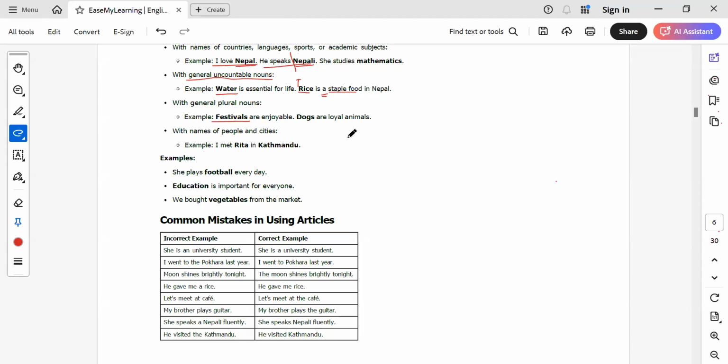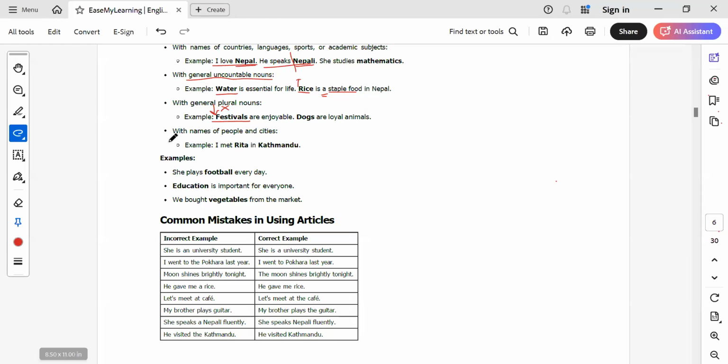We do not say festivals is enjoyable, and we do not put a the in front of that because we are talking about something which is generic. For example, dogs are loyal animals or cats are cute animals. We do not use an article over there because, again, we are talking about dogs as a species in general, cat as a species in general.